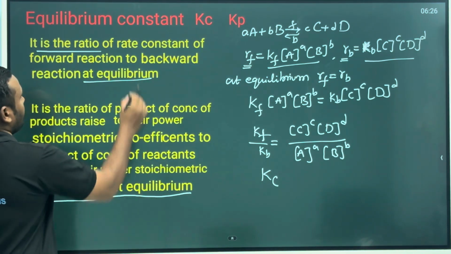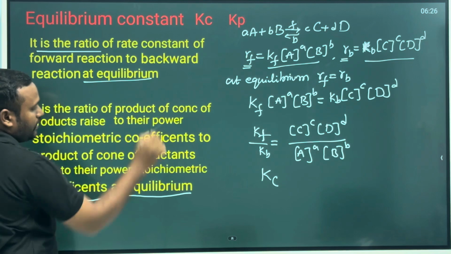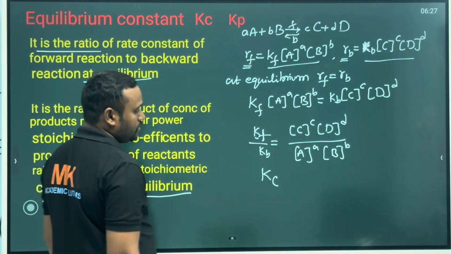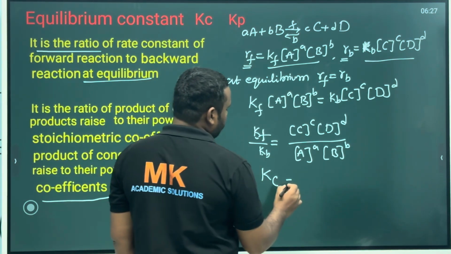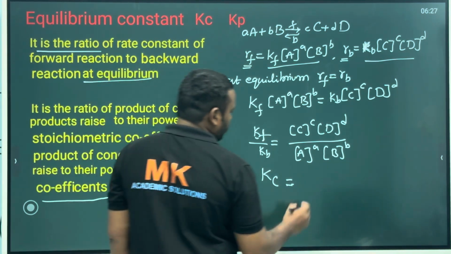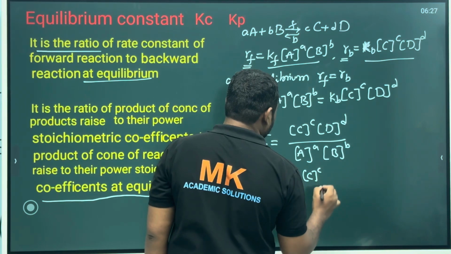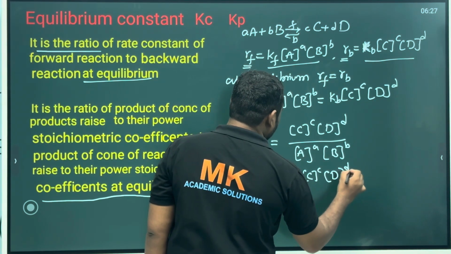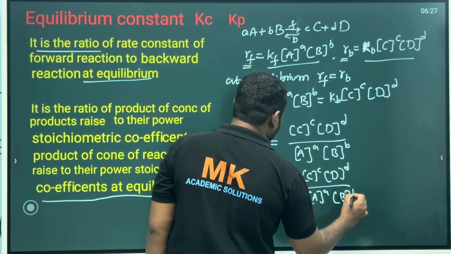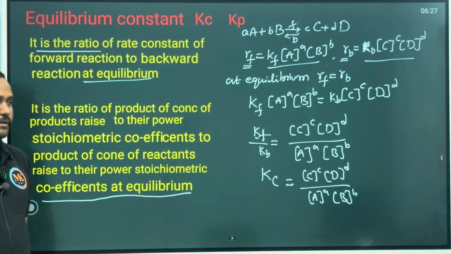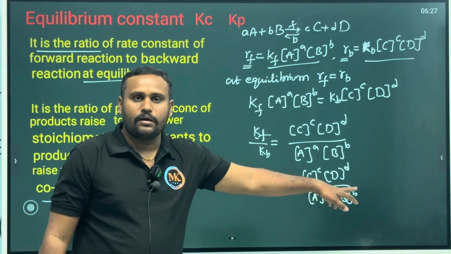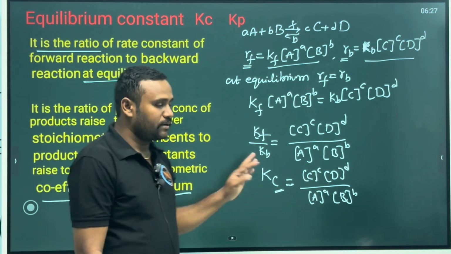Okay, we already know the ratio of the rate constant of forward reaction to backward reaction is called the equilibrium constant Kc. So that is equal to concentration of C power c, concentration of D power d, by concentration of A power a, concentration of B power b. This is the Kc, the equilibrium constant. When you write the Kc, it means you take the molar concentrations.